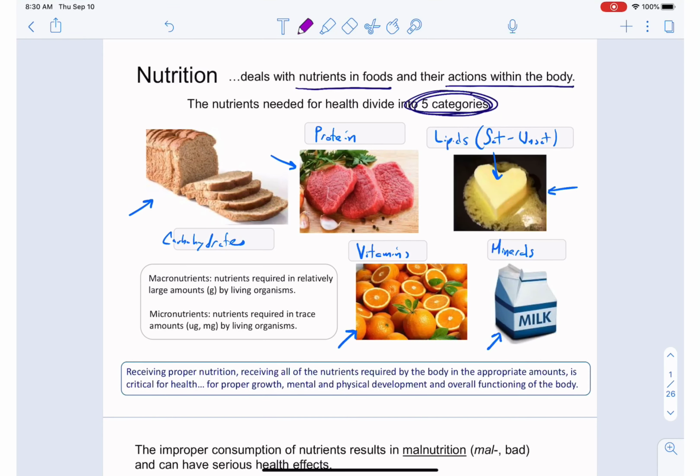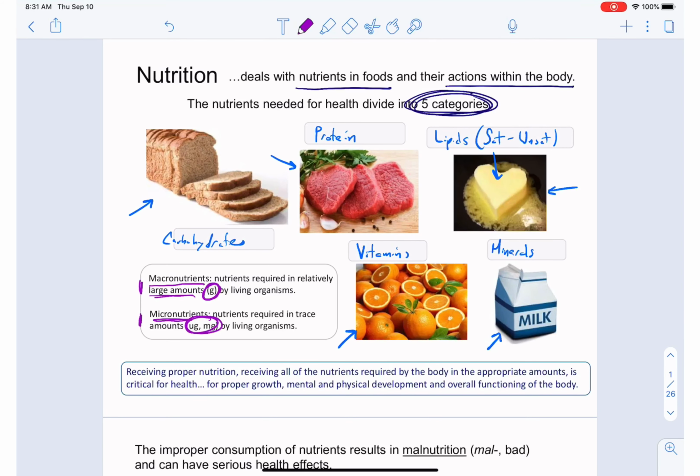Now we can categorize these 5 nutrients as either macronutrients or micronutrients. And macronutrients are those nutrients that are required by the body in relatively large amounts, okay, in grams worth. Something you can see with the naked eye, maybe a handful worth of nutrients. And the other category are micronutrients. And these are nutrients that we need in really small amounts. Micrograms, milligrams, just trace amounts, maybe little flecks of dust worth.